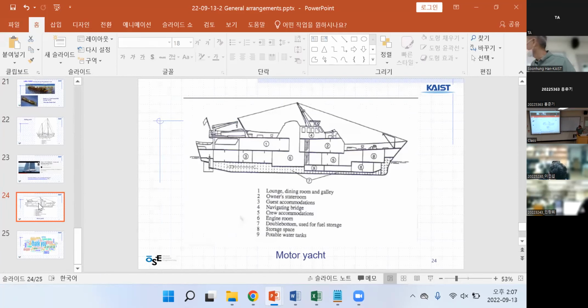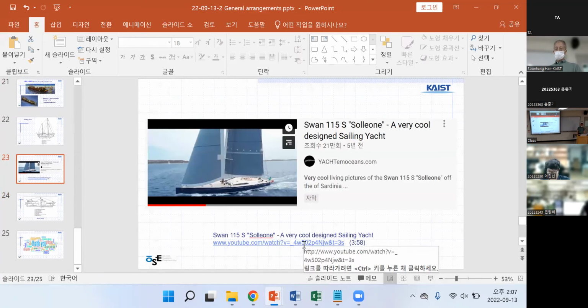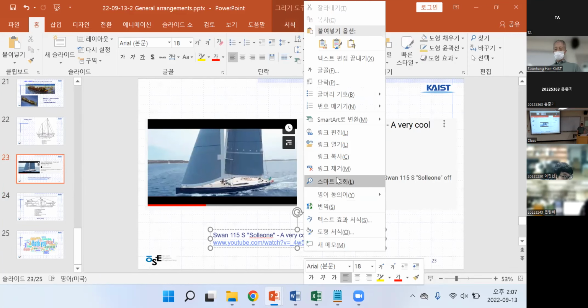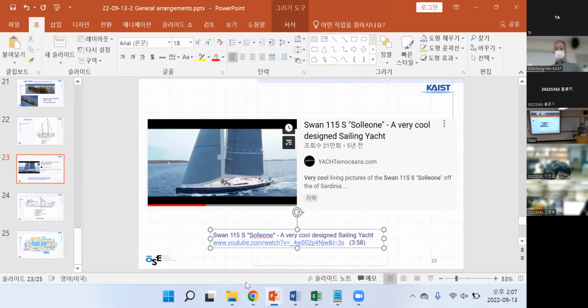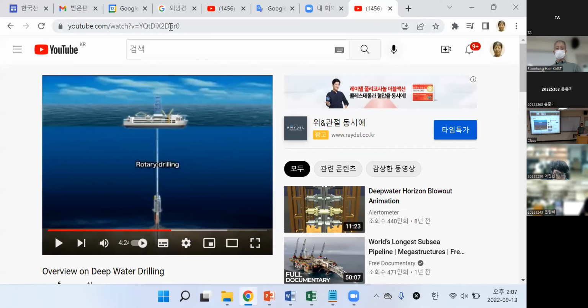This one is a motor yacht. Showing where the engine is there? So number 6 is the engine room. Because this is not a big ship, the engine should be located in the middle. Let's show the video on the sailing yacht. The final video for today.